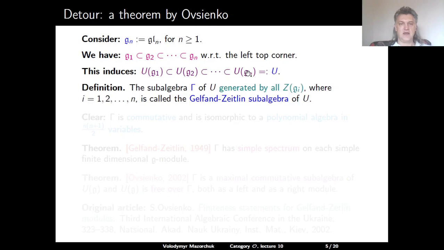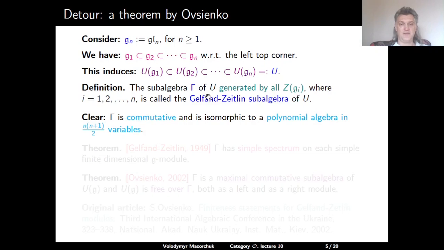And we can consider the so-called Gelfand-Zeitlin subalgebra gamma of U, which is generated by the centers of all these universal enveloping algebras. So gamma is generated by the center of U(GL1), the center of U(GL2), and so on. Please note that these centers are no longer included into each other. Moreover, they are actually algebraically independent.